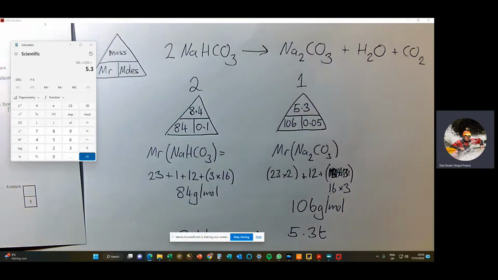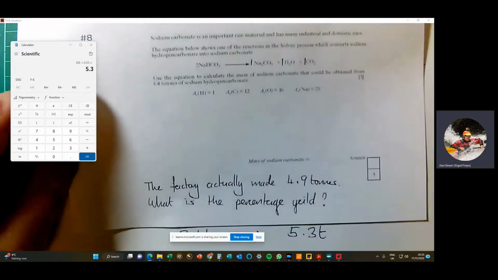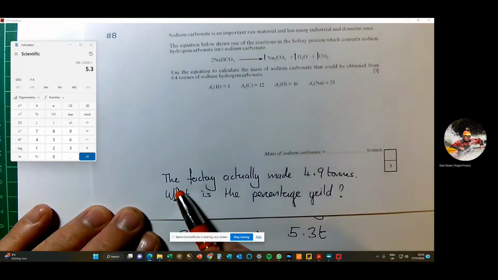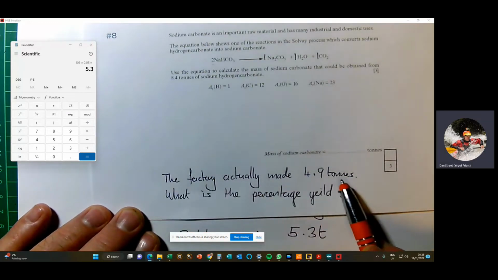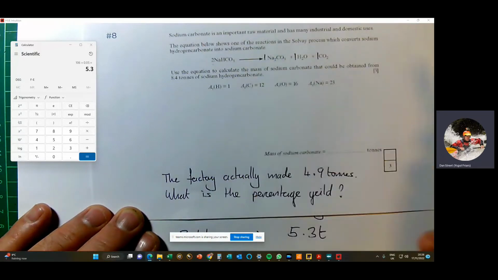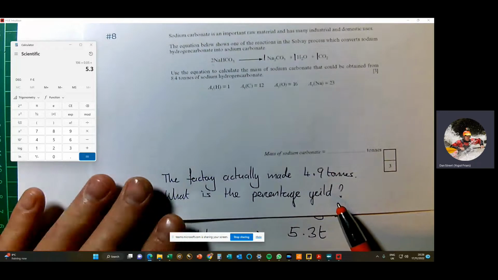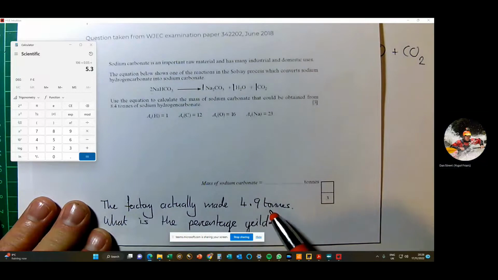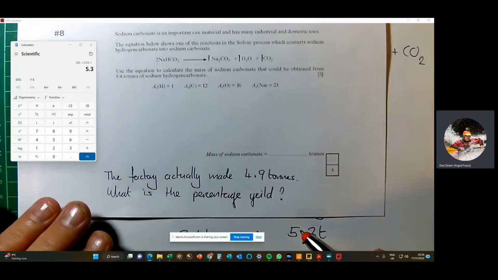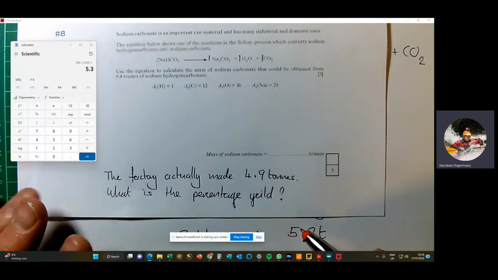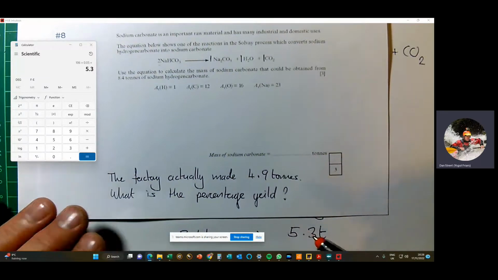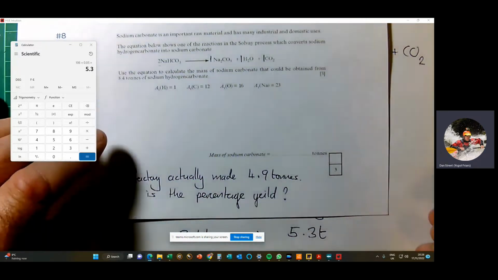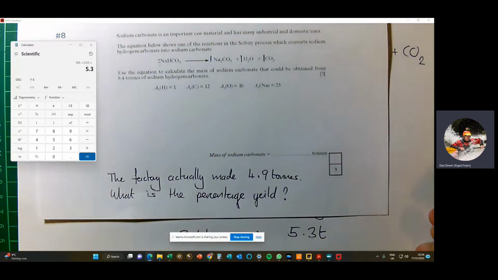Okay, now I added an extra little bit to the end of the question, which is another new feature. The factory actually made 4.9 tons from the 8.4. What is the percentage yield? Now, I've actually been to a Solvay process factory, and I can well believe that they don't make as much as they should, because the factory is very, what's the word I'm looking for? It's not dirty, but it's covered in crusty bits of sodium carbonate, sodium hydrogen carbonate, and there are leaks all over the place. Okay, so it's not surprising they don't make the maximum yield.